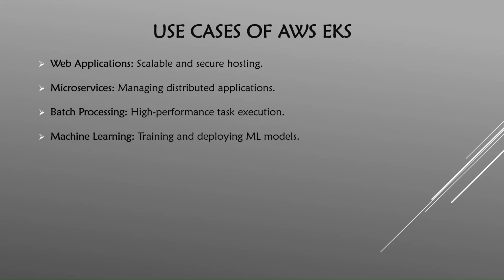Machine learning, model training use cases. AWS uses EKS to train machine learning models at scale with access to large databases. Model deployment: easily deploy and manage machine learning models in production for real-time inference.